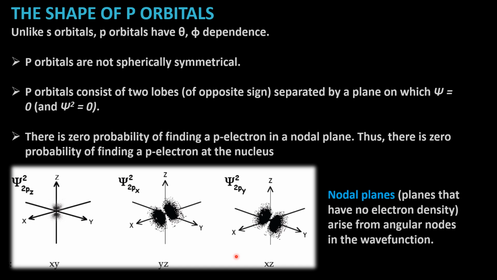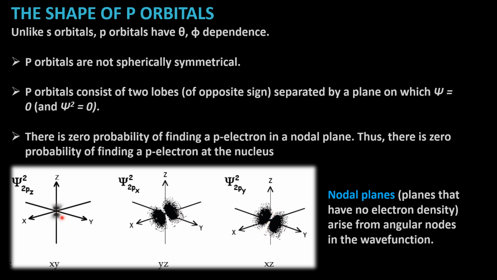So we can define nodal planes as the planes that have no electron density, which arise from the angular nodes in the wave function. Here, as we have the theta and phi dependence for the p orbital, along with the radial distance, it depends on the angles theta and phi. There are certain orientations for the p orbital, that is pz, px and py orbitals, so their nodal planes are always at certain angles.